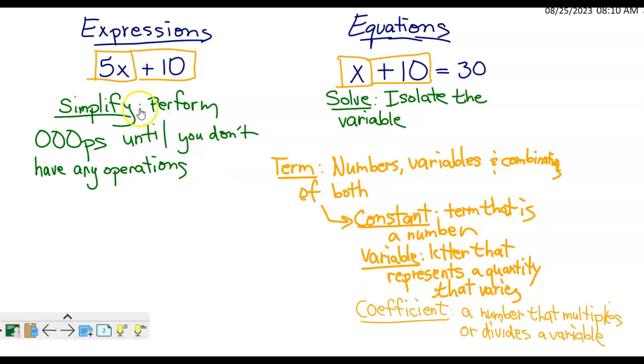And last but not least, we've got a coefficient. A coefficient is a number that multiplies or divides a variable. Notice how I said multiplies or divide. You can see this 5 written next to this x. Whenever there's no sign in between two mathematical items, the implied operation is multiplication. So this is a multiplication problem right here.